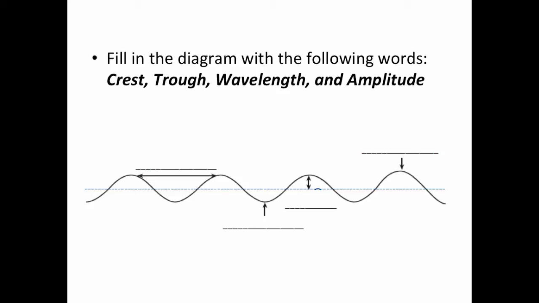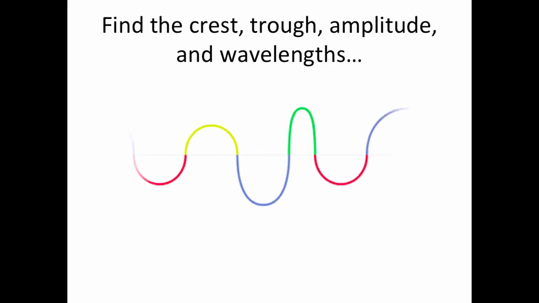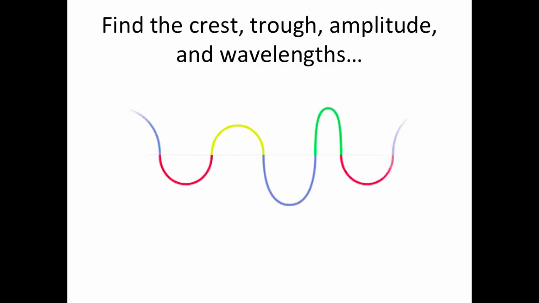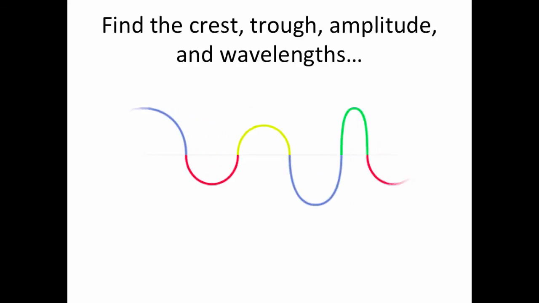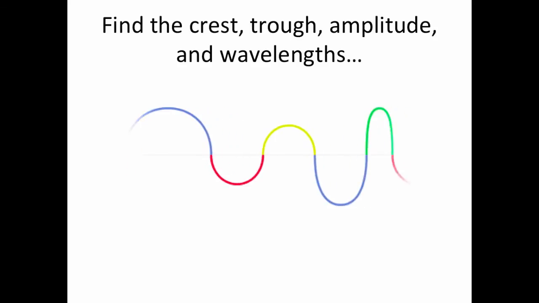So fill in this diagram. You don't need to create it because we already did it in our journal, but you should know that between these 2 crests is the wavelength. The bottom is the trough. The area between the crest and the resting position is amplitude, and the top is the crest. Now, can you find the crest, trough, amplitude, and wavelength between these waves? You should notice that the wavelength is changing. The amplitude is changing. So therefore, you should be able to figure out which one has more energy just by looking at it.